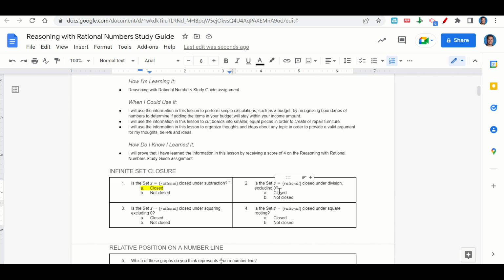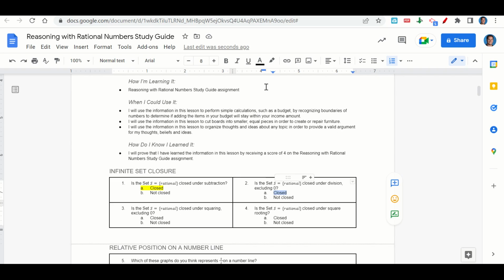So I mark that as my answer. Then I go to the next one. It says, is the set S of rational numbers closed under division excluding 0? Now we know if we included 0, then we could possibly be dividing by 0, so that wouldn't work. But because it says excluding 0, now we need to know if I take a fraction and divide another fraction, is there any way to get anything other than a fraction? Well, we should know that no, that's not possible, so it is also closed.